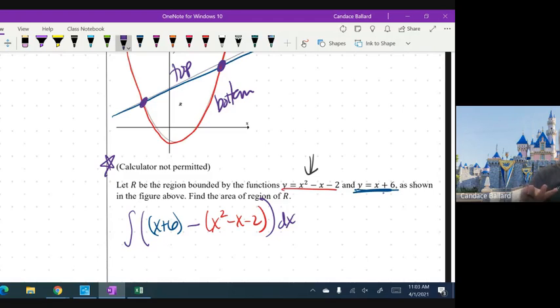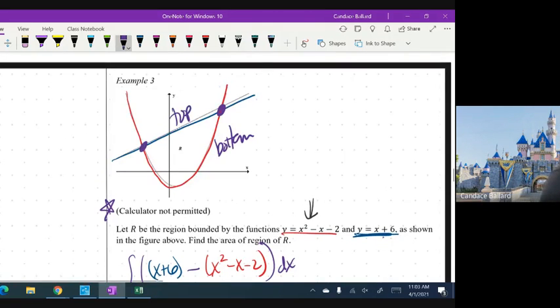Well, this one's easy and this is no calculator. So what I have to do is set my equations equal to each other and solve that. So that's what I'm going to put in this space up here. So x squared minus x minus 2 equals x plus 6. All right, it's a quadratic.